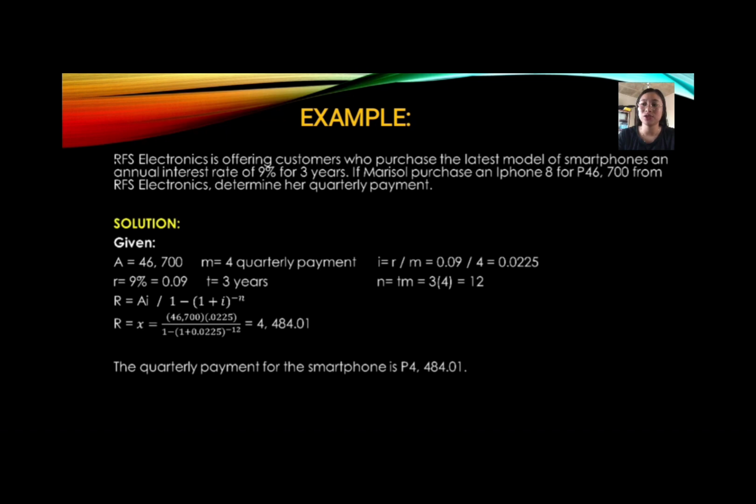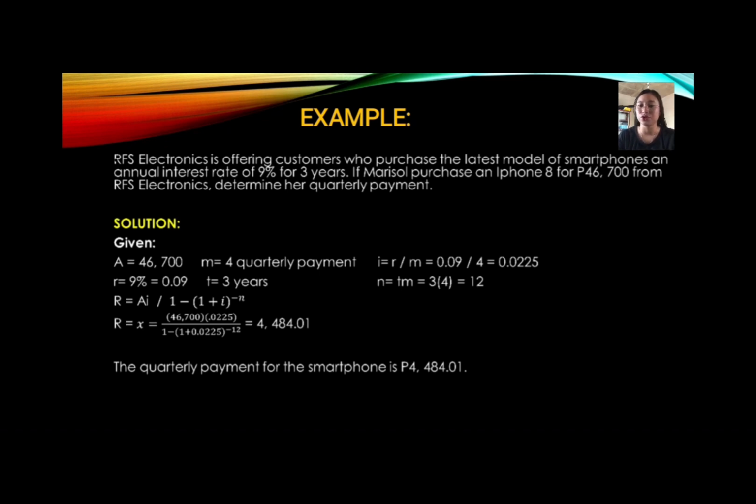So the R is 0.09 divided by 4, which is equal to 0.0225. So the I is 0.0225. On how to get the N, we need to multiply the T and M. The T is 3 years and the M is 4. So 3 times 4 is equal to 12.